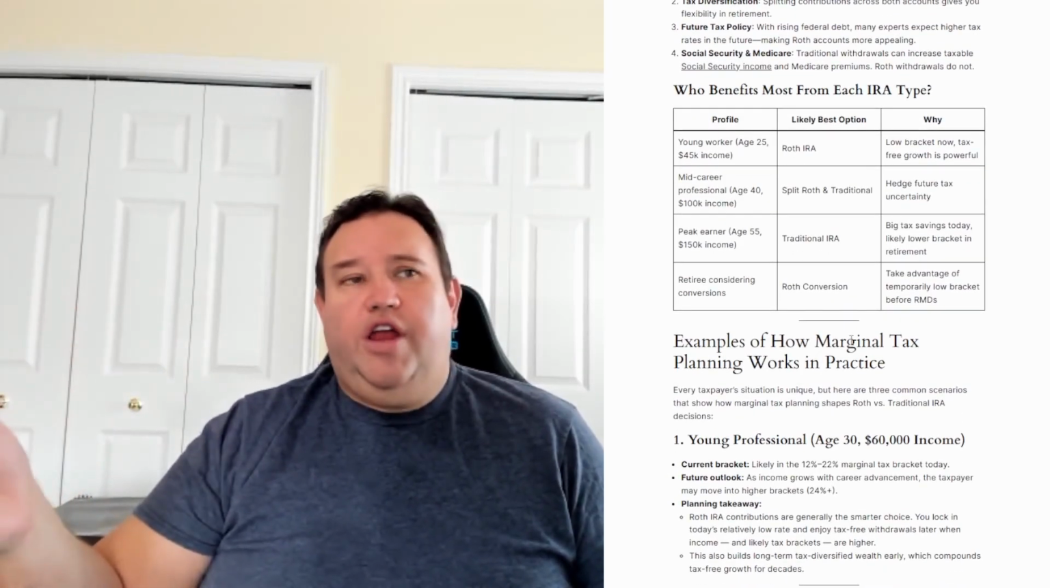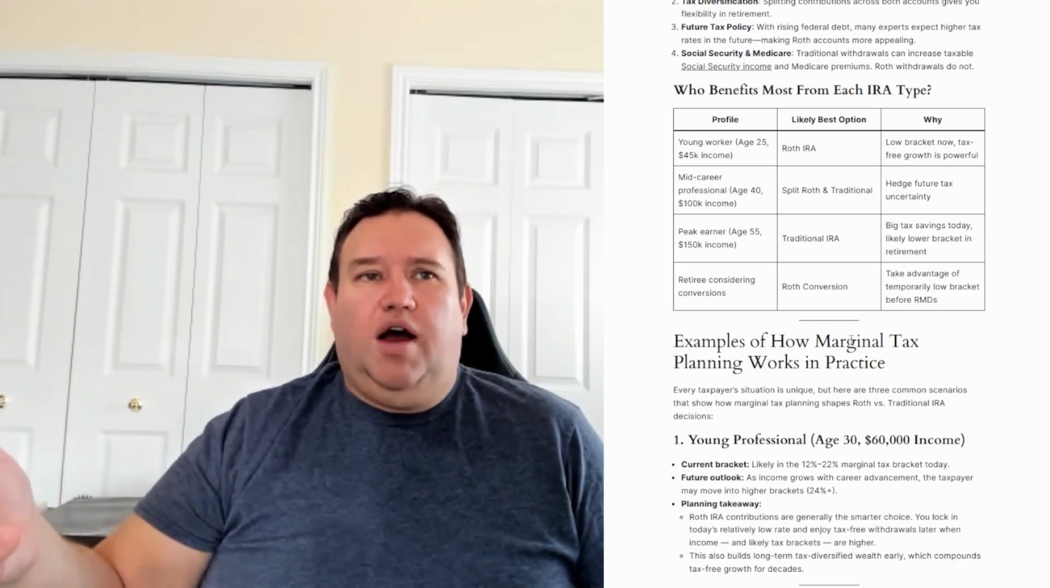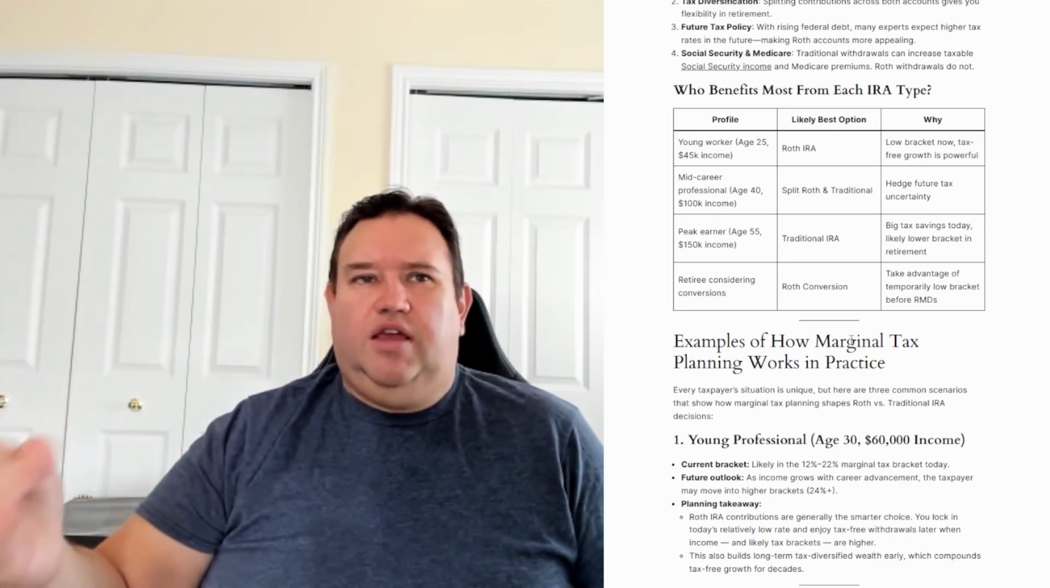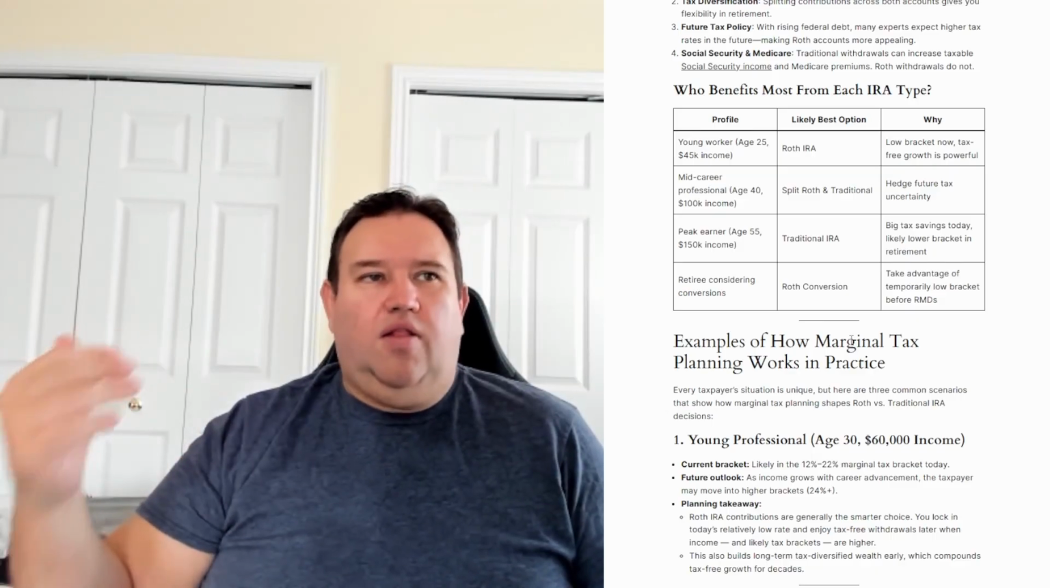Who might benefit from these different types of accounts? A young worker, age 25, with a $45,000 a year income, should probably take a look at a Roth IRA. They're in a low tax bracket, they have a lot of time, and they can get powerful tax-free growth. They've got a lot of years to recover.